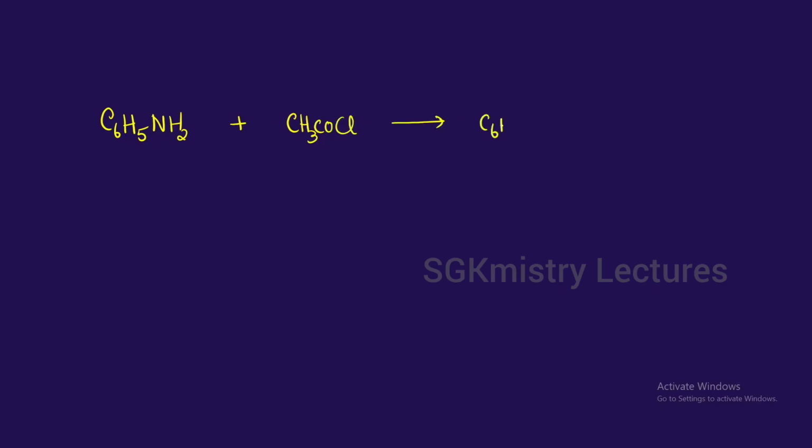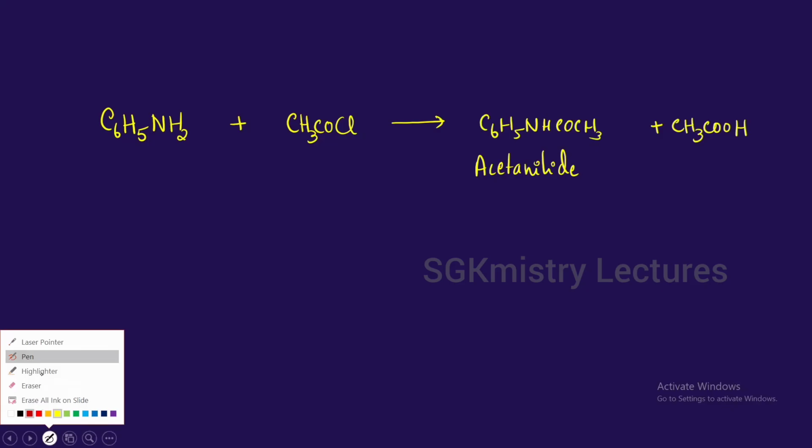So you get C6H5NHCOCH3, which is nothing but acetanilide. So acetanilide is obtained. Along with that, you also get acetic acid, CH3COOH. Now here there is liberation of heat and this particular reaction is highly vigorous. Because of which you have to be very careful while performing this acylation reaction.